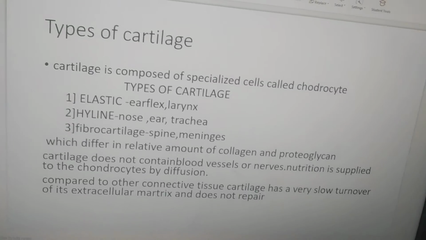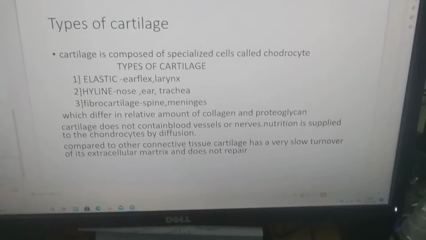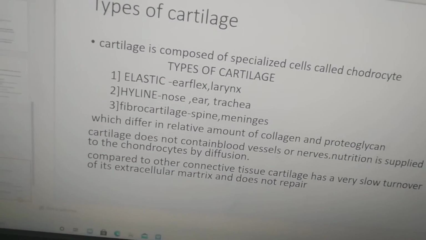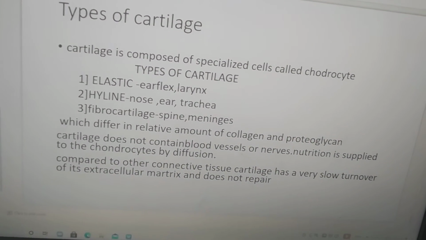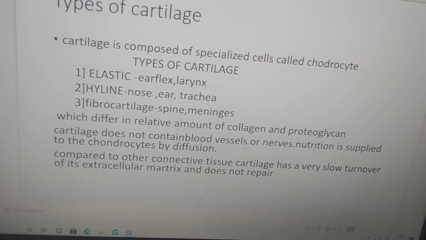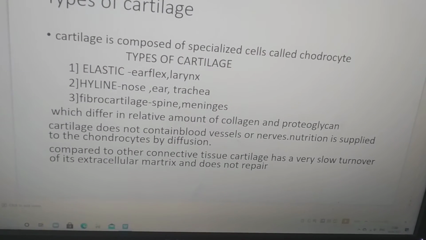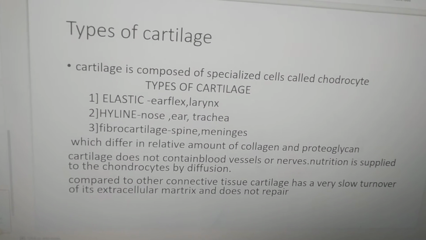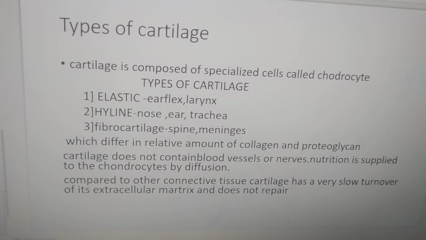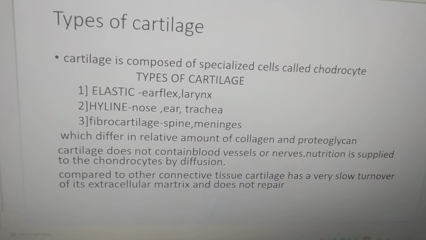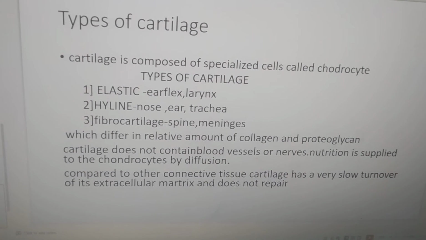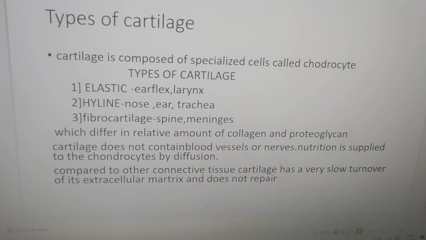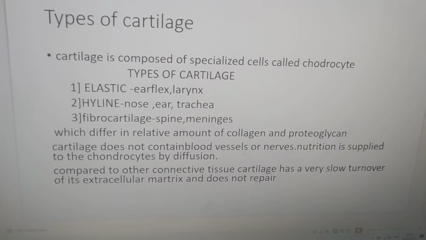Then types of cartilage. Cartilage is composed of specialized cells called chondrocytes. There are three main types of cartilage: elastic, hyaline and fibrocartilage. Elastic: ear flex, larynx; hyaline: nose, trachea; fibrocartilage: spine, meninges. They differ in the relative amount of collagen and proteoglycan.